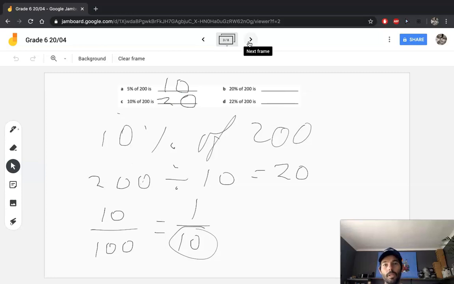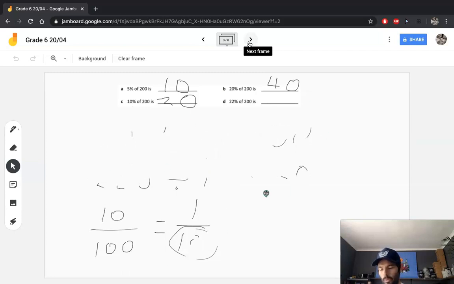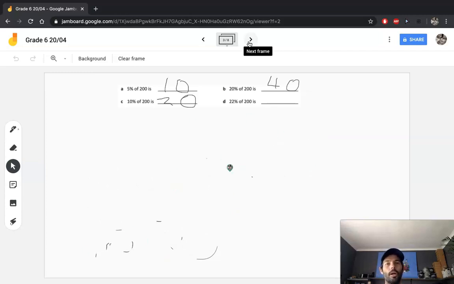20% must be double 10%, so 40. And now we get to 22%. Okay, so I know what 20% is because I worked it out in B. 20% was 40. All right, so I now need to work out what 1% is.